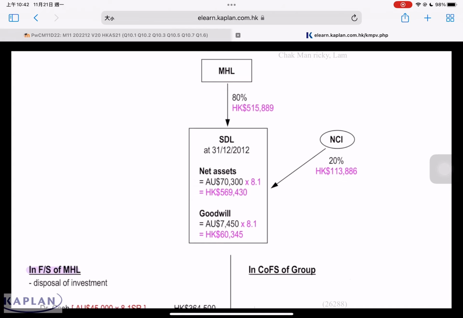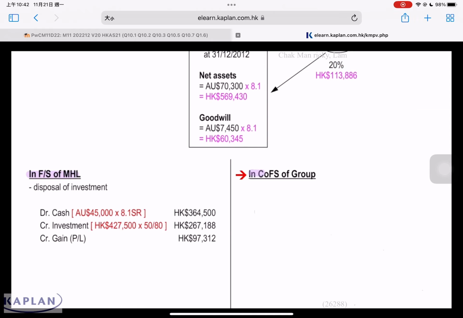At the group level, do we still have control? The answer is we no longer have control. If it's no longer control, you must do a deconsolidation, derecognize NCI. Then you must compare the carrying value of this to the fair value, with any gain or loss recognized in P&L. In the financial statement of the group, there's a loss of control. We must do a deconsolidation, the usual step.